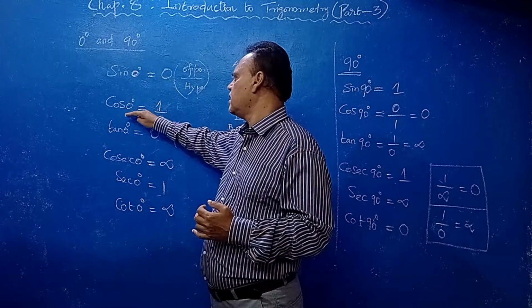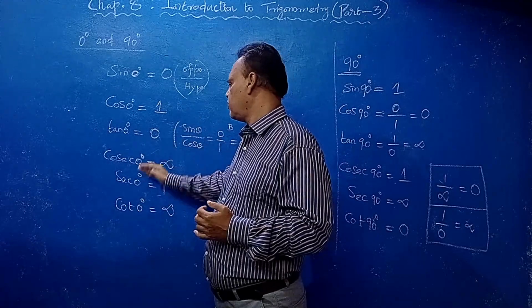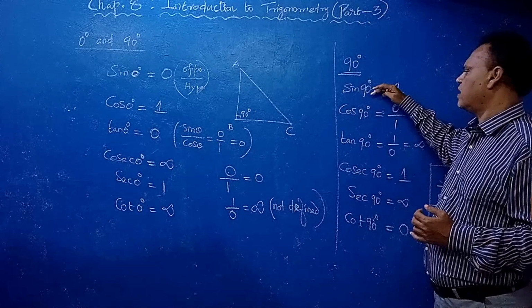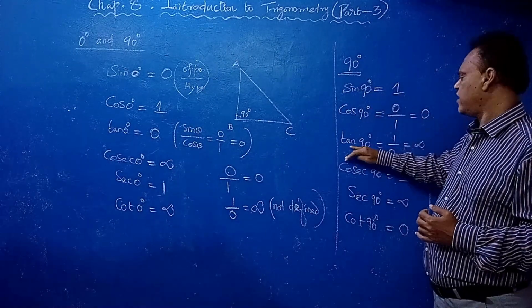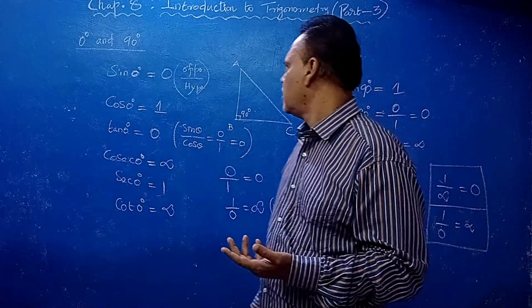So in these three, remember, cos at 0 degrees is 1. Then easily you can write the other values. In these three, at 90 degrees, sin is 1, cos is 0 and tan is not defined. Then easily you can write the other three values. Understand?